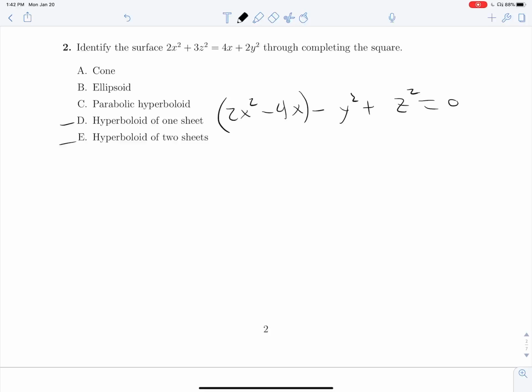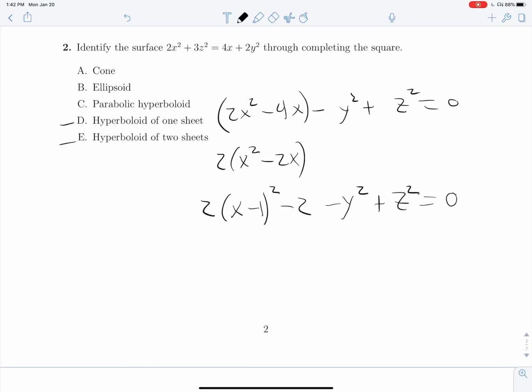So we can factor a 2 out of this expression right here. And we'll be left with 2x squared minus 2x. And then going through the whole process of completing the square, which I'm not going to fully show here, we will end up with 2x minus 1 squared minus 2. And then we can add the rest of our equation in, minus y squared plus z squared equals 0. And this -2 is going to end up over here.